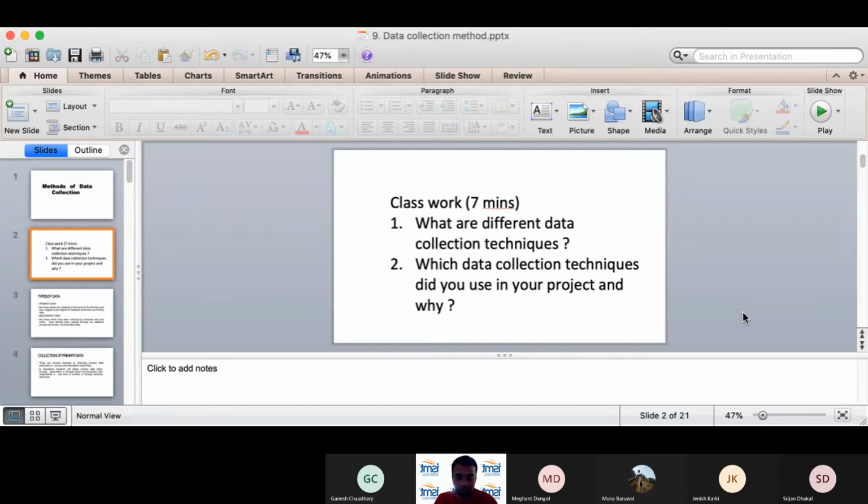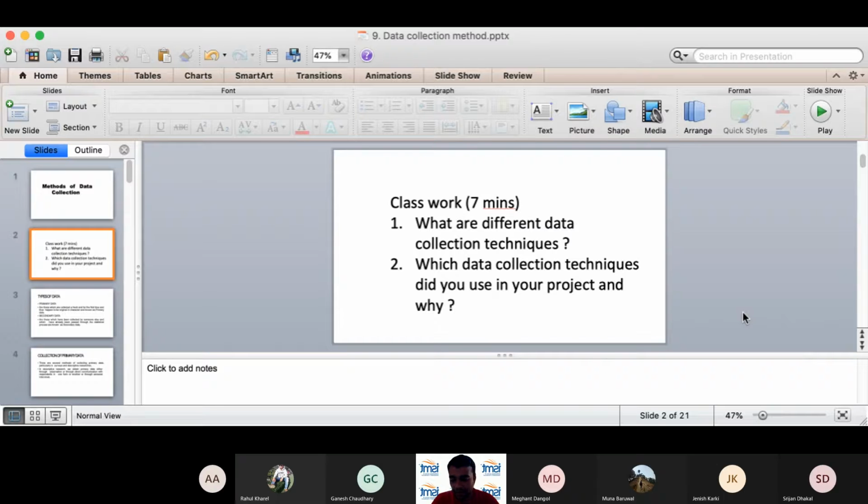For answer one, you simply list the different data collection techniques, and for the second you have to explain, based on your own experience or knowledge regarding data collection techniques, the selection that you made in your project.